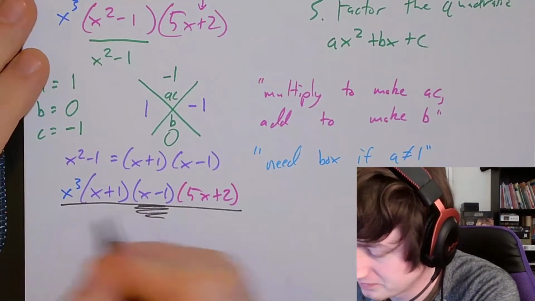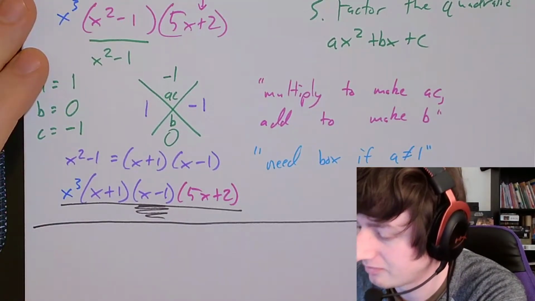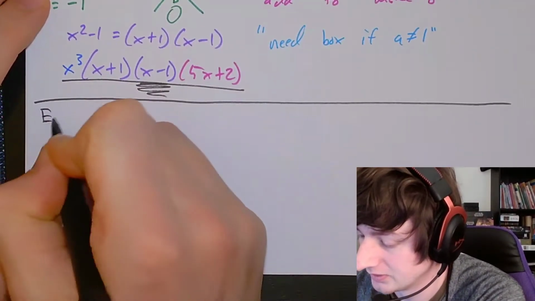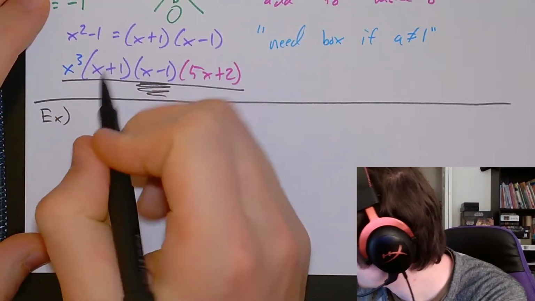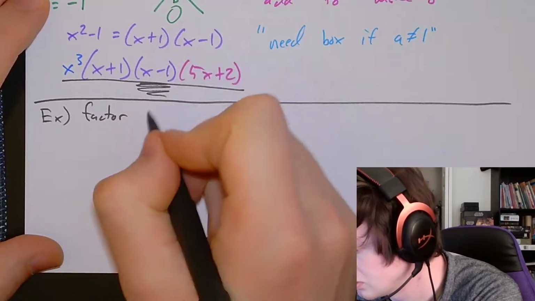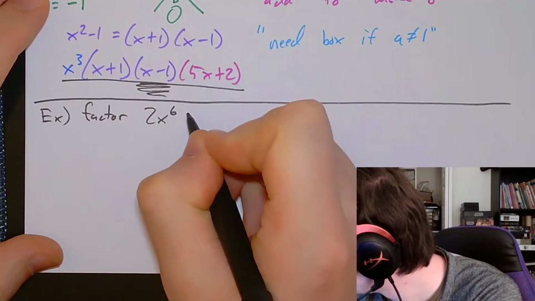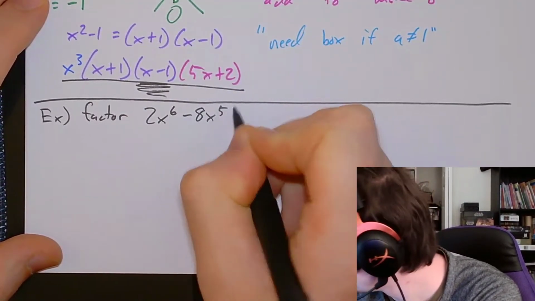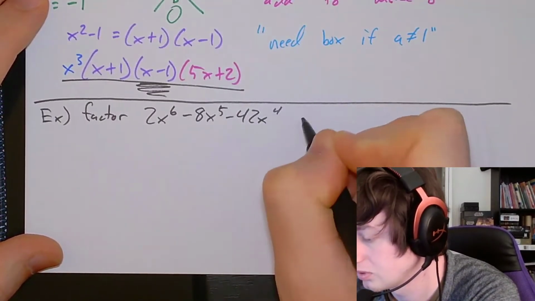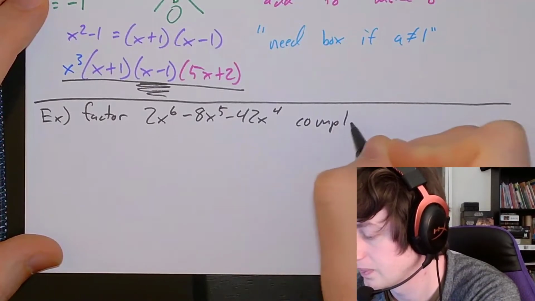Let's do another one. They're not all going to be this long. Some of them might be longer too. Depends on the problem. Factor 2x to the 6th minus 8x to the 5th minus 42x to the 4th completely.